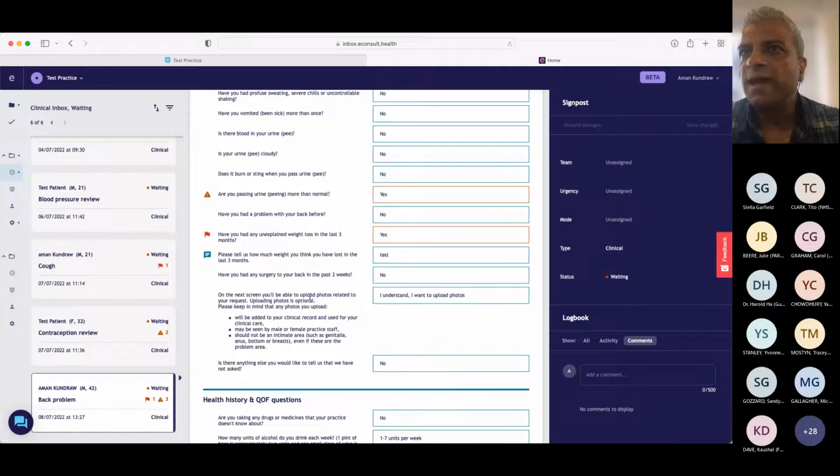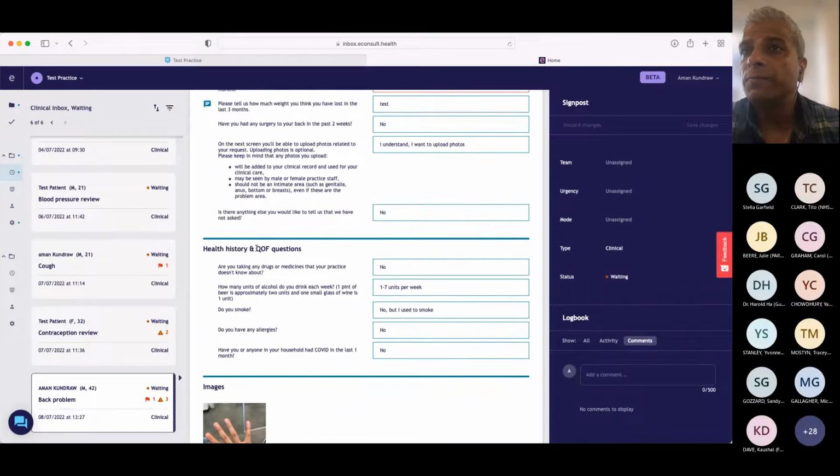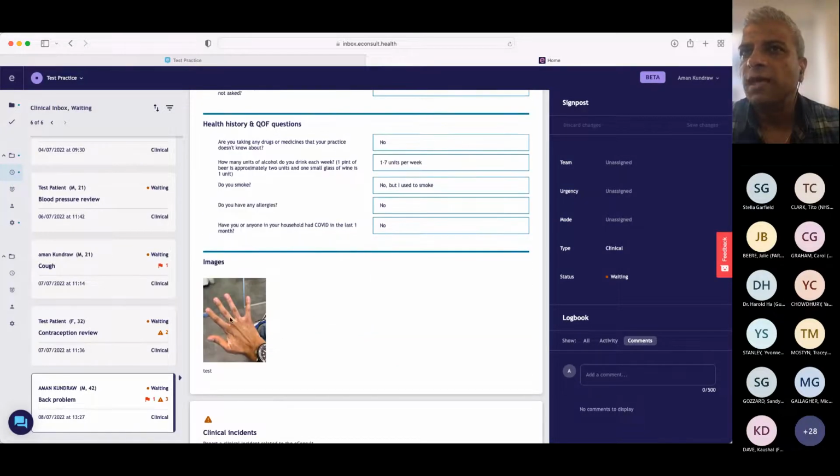And then the patient confirms that they're happy to upload a photo and they've accepted the warning signs that go with it and which type of photos not to upload. We've got the health history and the cough details. In the final product, all your cough information will be fully coded back into the patient record, so there's no manual coding involved here. And lastly, the image that I submitted.